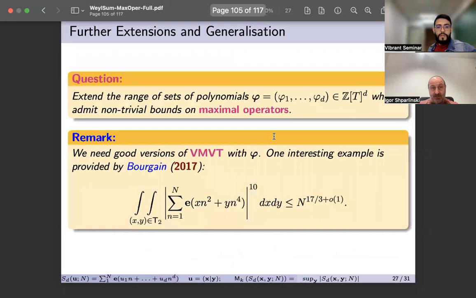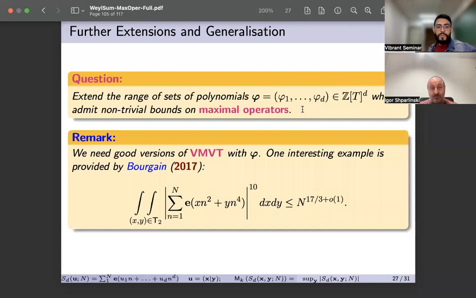And now let me just quickly mention a few possible generalizations and extensions. I think it's very interesting to understand fully the class of polynomial vectors for which we can obtain non-trivial bounds on maximal operators, and actually also understand whether we always have at least three quarters in this game as a lower bound.